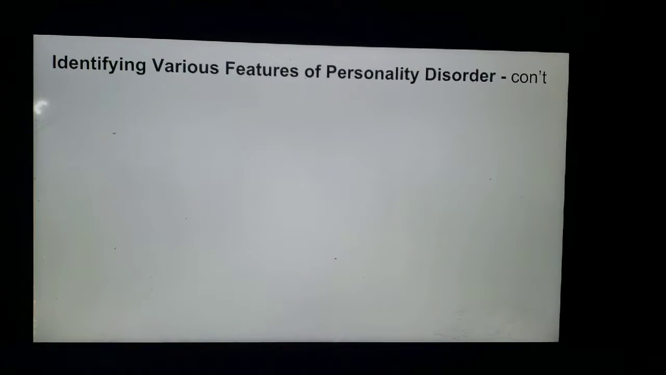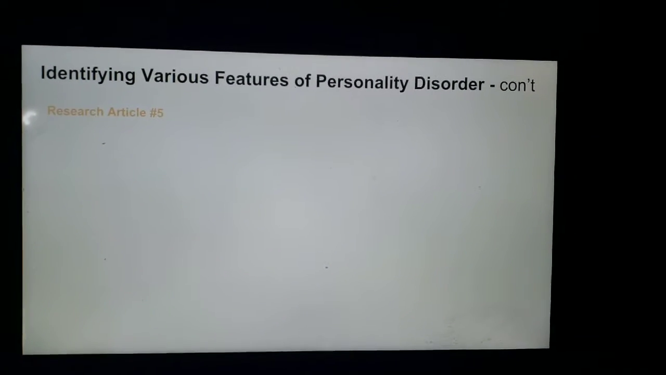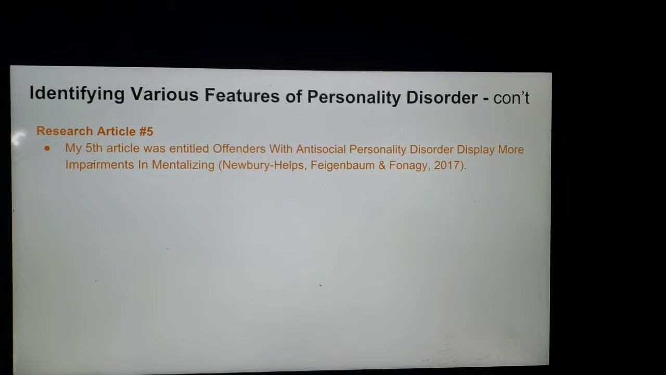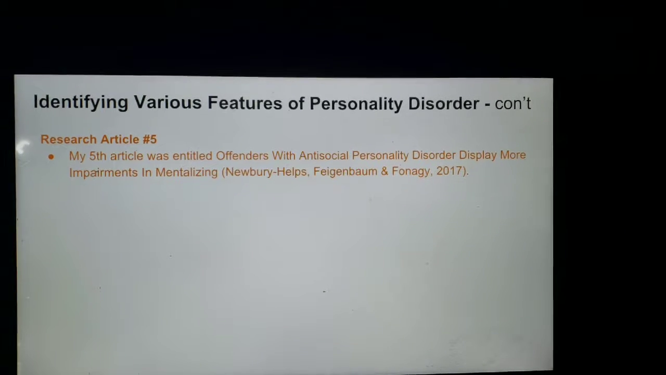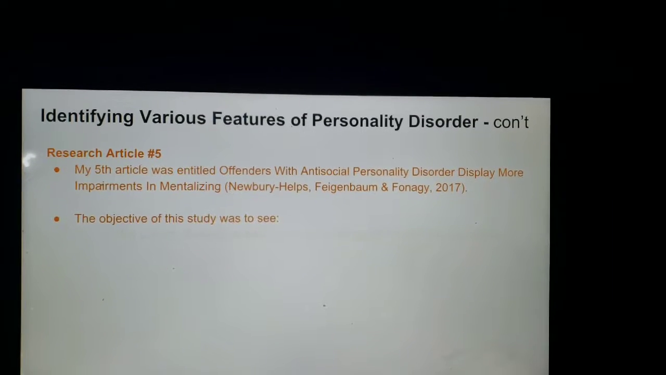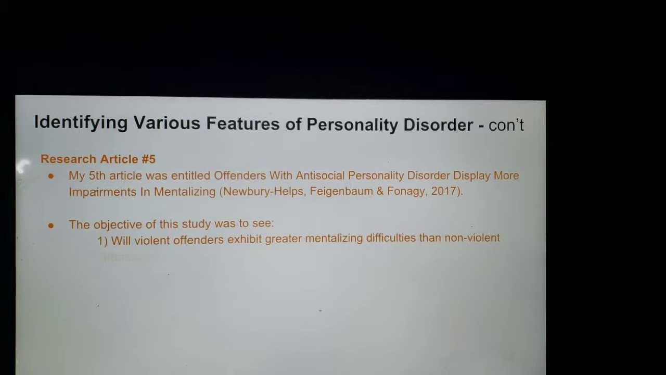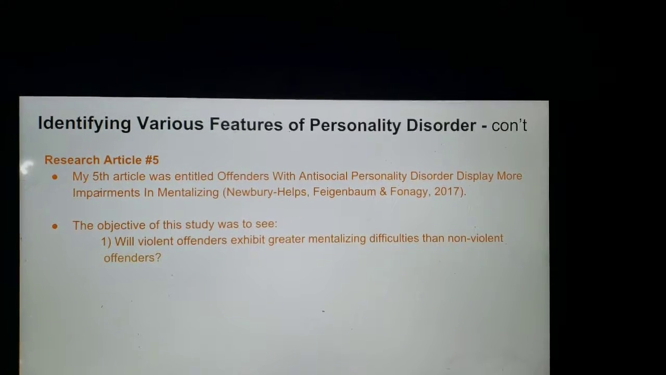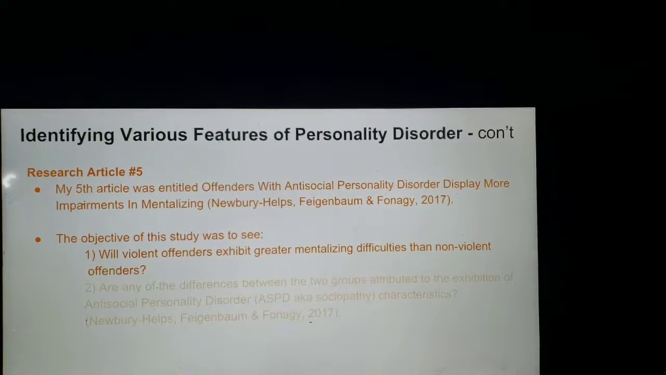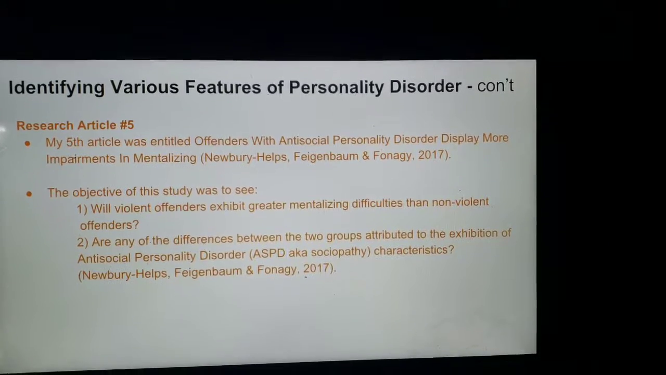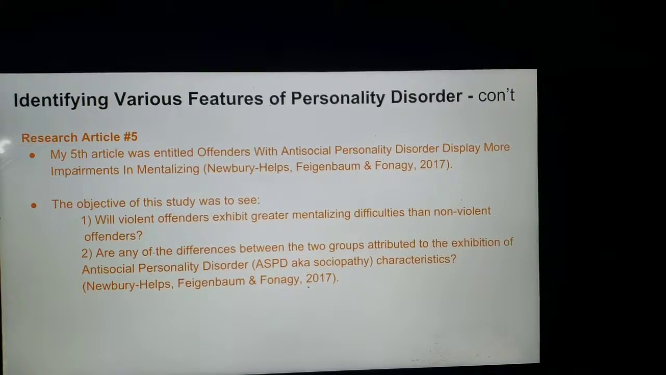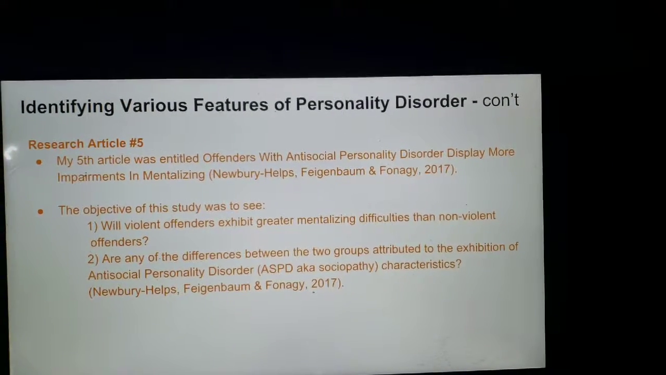My fifth research article focused on another characteristic of PD and was entitled Offenders with Antisocial Personality Disorder Display More Impairments in Mentalizing. The objective of this study was to see, 1, will violent offenders exhibit greater mentalizing difficulties than nonviolent offenders? And number 2, are any of the differences between the two groups attributed to the exhibition of antisocial personality disorder characteristics or sociopathy characteristics?